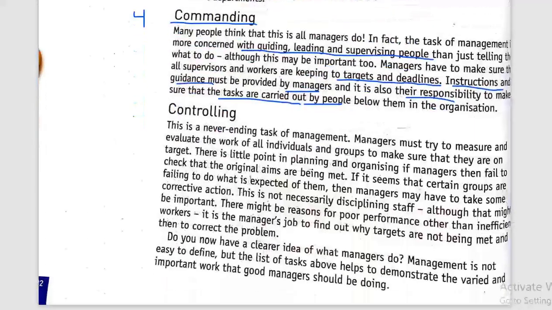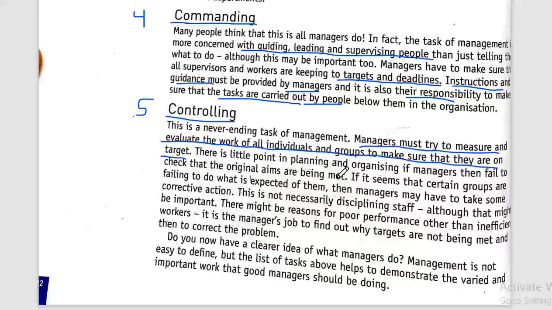Okay, so here number 5 is controlling. The controlling part is 100% the manager's responsibility. So the manager must try to measure and evaluate the work of all individuals and groups to make sure that they are on target. So if I gave them an aim, gave them a target, I'm commanding them, I'm coordinating them. The controlling part is not just the word controlling. I'm evaluating their work. I'm seeing if they are doing their job in the right way or as I planned, not only controlling them and, let's say, limiting their freedom.